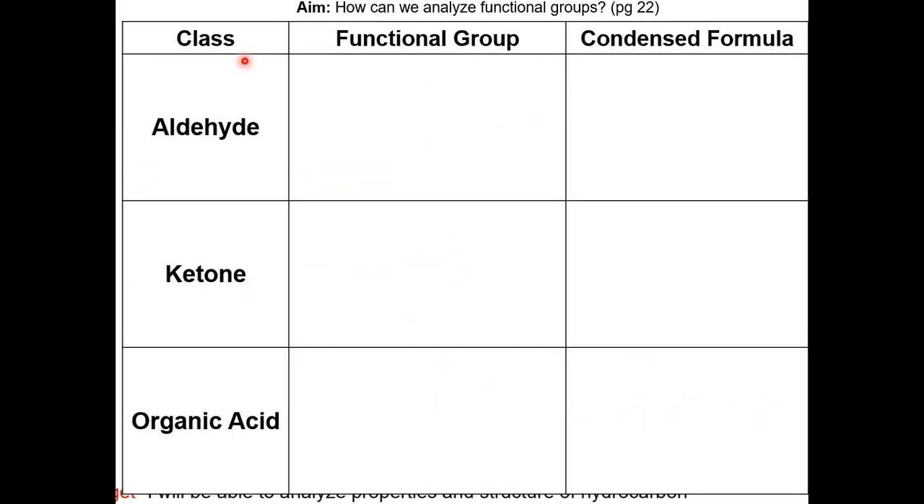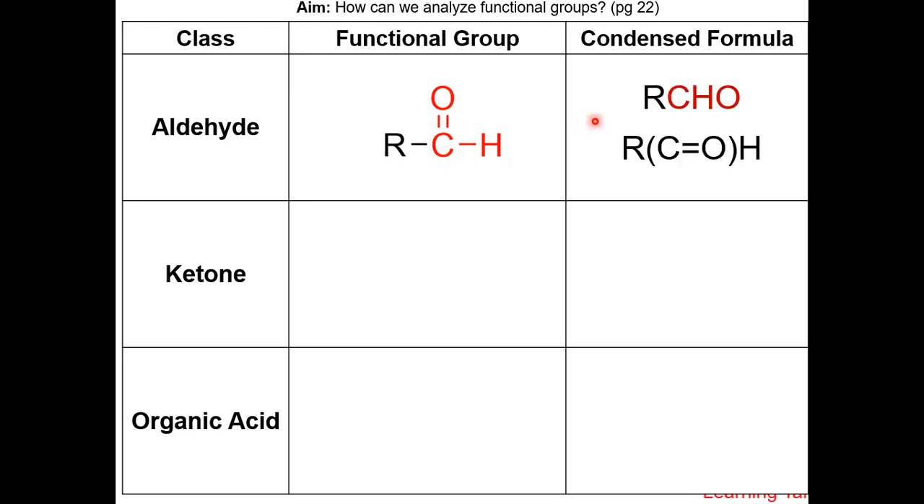The next class of organic compounds is aldehyde. The aldehyde functional group is highlighted red. It's C double bond O with an H bonded to the carbon. The condensed formula for aldehyde is RCHO or R, parentheses, C double bond O, H.